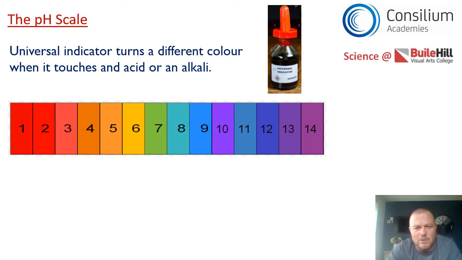Okay, so what do those mean? Well, if I put universal indicator onto an acid, they will turn the colours from 6 down to 1.